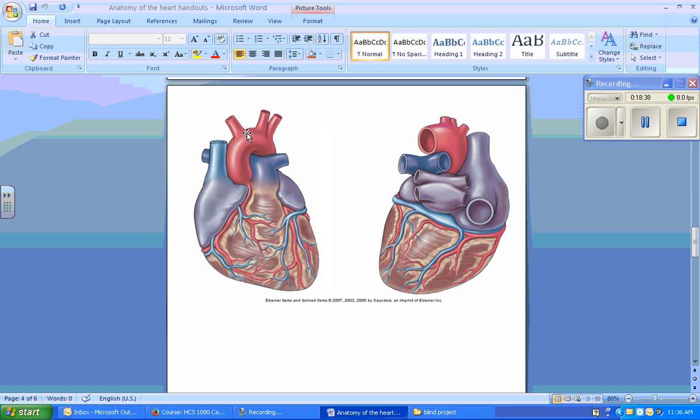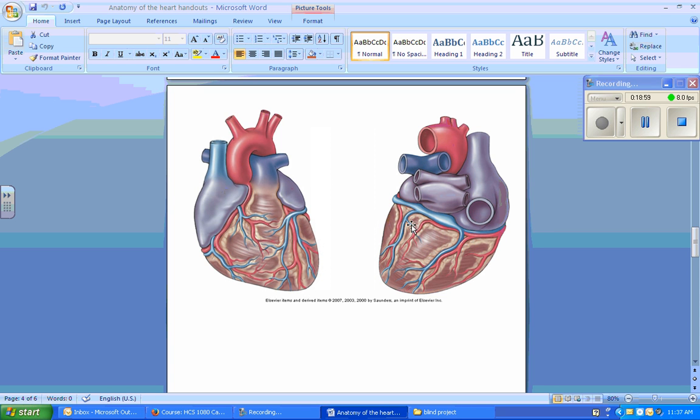Now the right coronary artery comes out and nourishes the right side. You see it descends down across here, sending branches down the front of the right side of the heart, and it circles around and also assists with oxygenation of the rear of the right side of the heart as well.